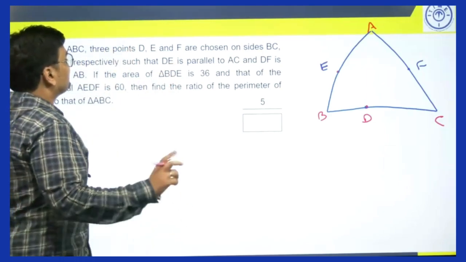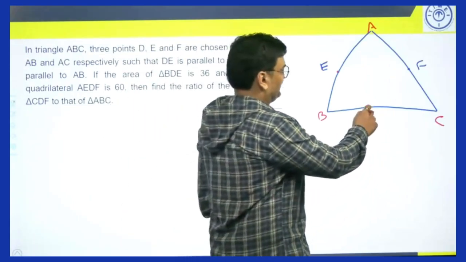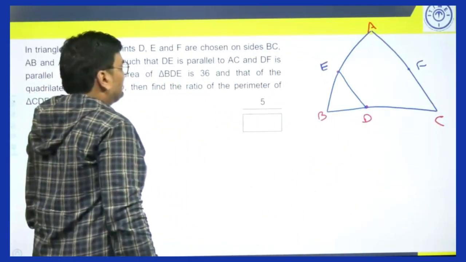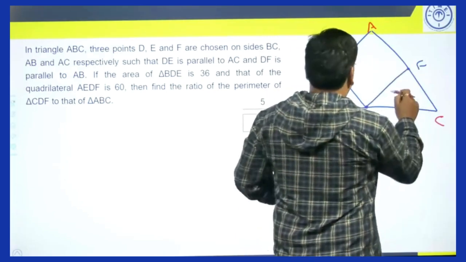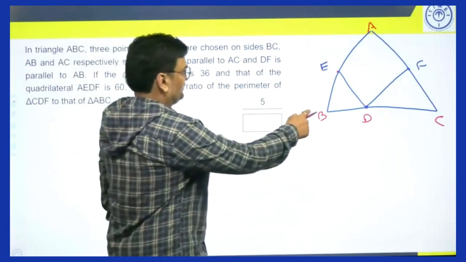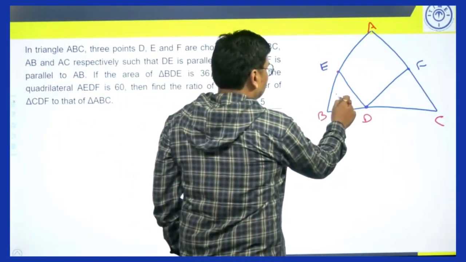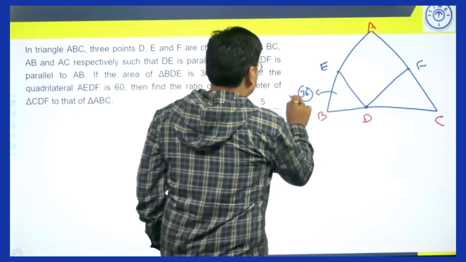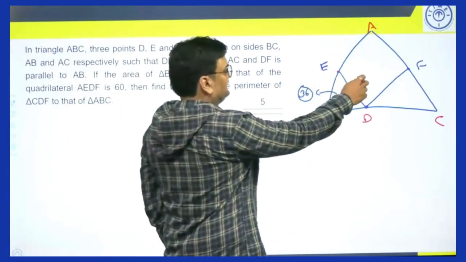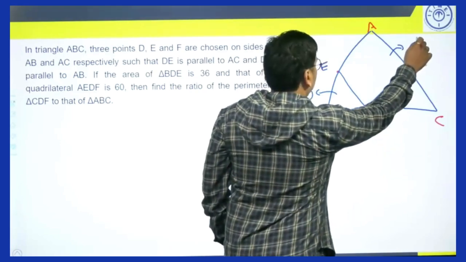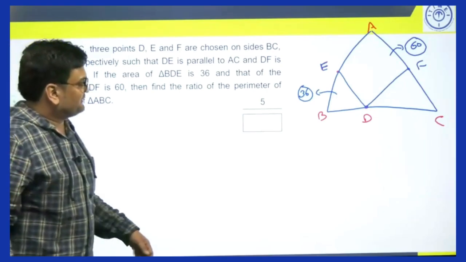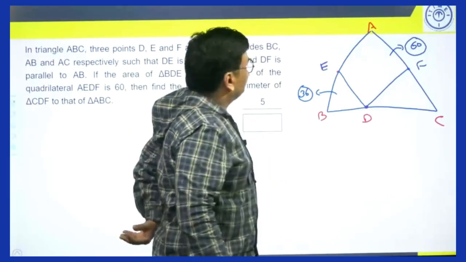So it's like this. It says that DE is parallel to AC. So when I connect D with E, this segment is parallel to AC. And DF is parallel to AB. So DF, like this, is parallel to this side, AB. If the area of the triangle BDE, this small one, is 36 square units, and that of the quadrilateral AEDF, this quadrilateral here, is 60, find the ratio of the perimeter of the triangle CDF, this one, and that of triangle ABC.